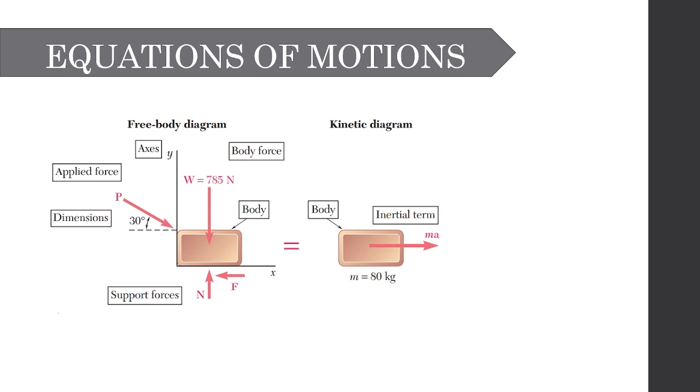So when we are working in kinetics of particles, especially in Newton's second law, we use a kinetic diagram. This is to ensure that it is easy for us to solve, because if we use a free body diagram, there are lots of components involved, and the kinetic diagram simplifies what we only need to solve. It gives us the given data that are needed for us to solve.